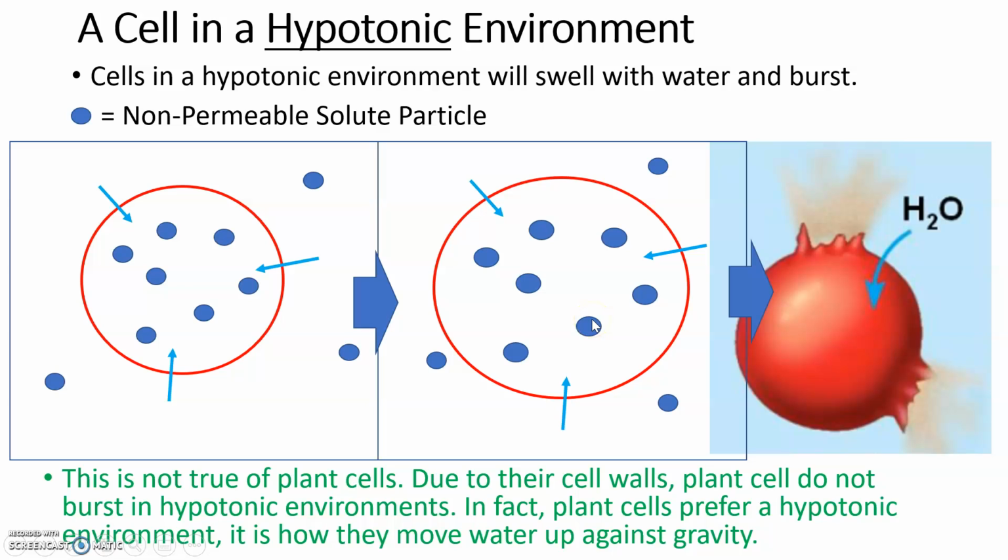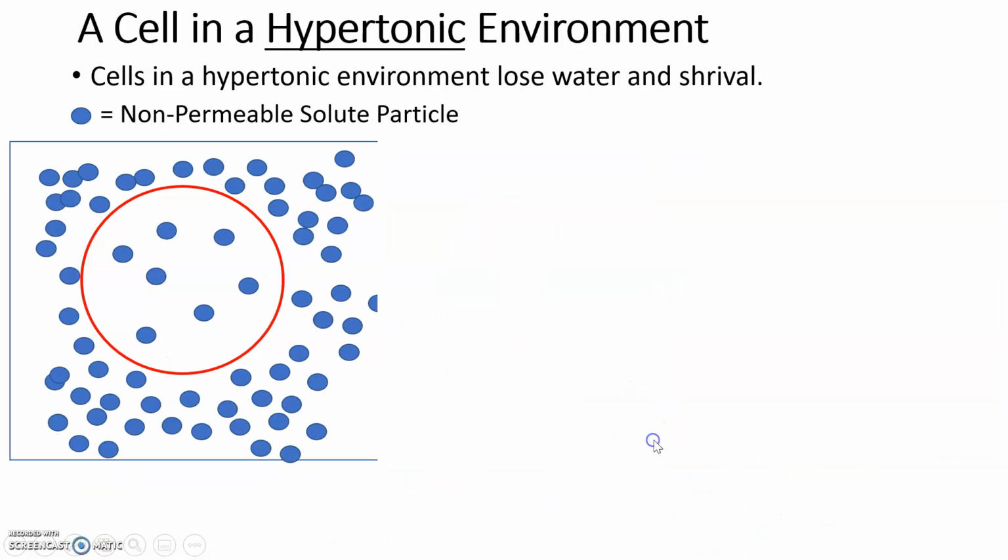It's one of the ways that they're able to move water up against gravity, from the roots of the tree all the way to the very tip top. That's against gravity, and it's through a hypotonic environment that plant cells are able to accomplish that. So it's bad for animal cells to be in a hypotonic environment. You see here, this is why.